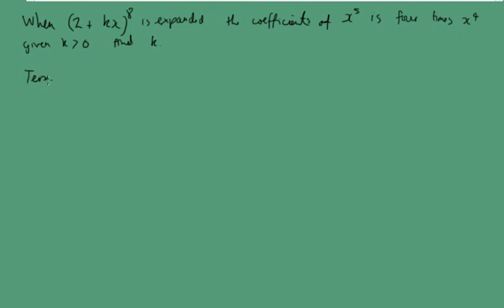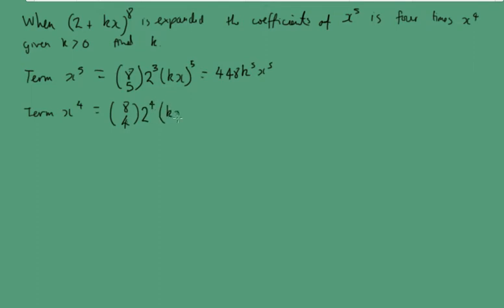So the term for x to the power 5 is 8 choose 5. Now we've got a term here and a term here, so it's going to be 2 to the 3, because 8 take away 5 is 3. Then we've got kx to the power 5, which is 448 k to the power 5, x to the power 5. Now we're going to do the term that is x to the 4. So we've got 8 choose 4, so that's going to be 2 to the 4, because 8 minus 4 is 4, times kx to the power 4. Plug this bit into your calculator and find out what it is. We get 1120 k to the power 4, x to the power 4.